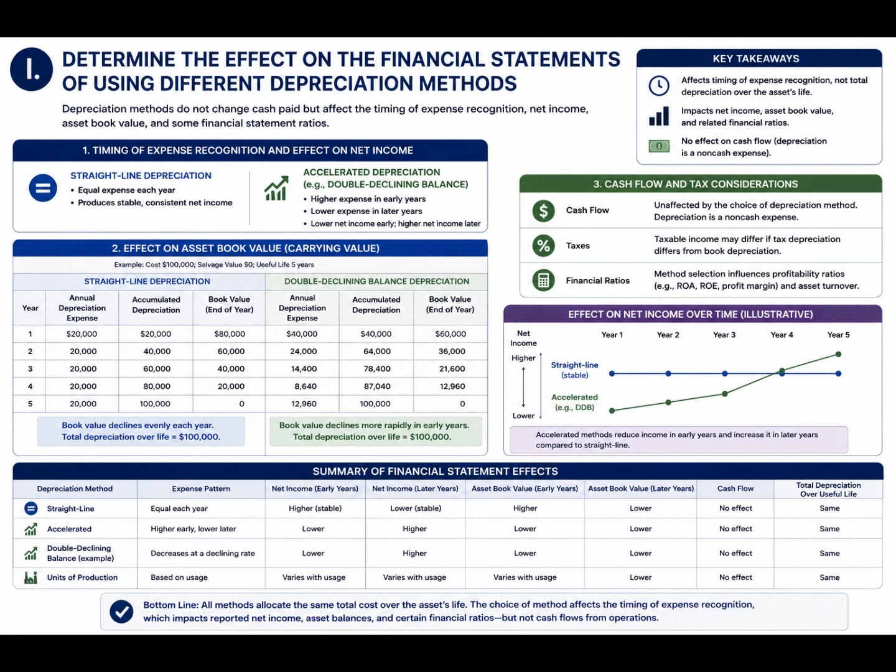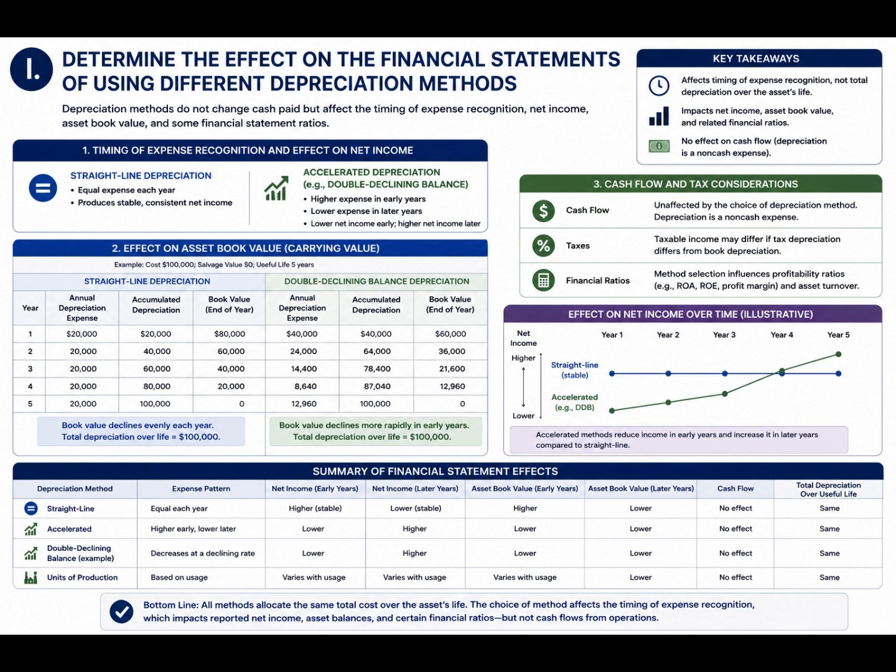Asset book value declines at different rates depending on the method used. Accelerated methods reduce carrying value more rapidly, lowering total assets in early years. Straight line produces a gradual reduction. Although total depreciation over the asset's life is the same, interim financial ratios differ.